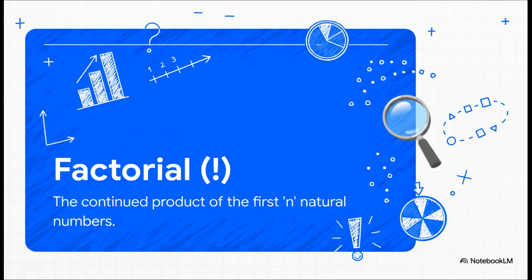And that tool is the factorial. You'll know it by the exclamation point. This little guy is the fundamental building block for almost everything that comes next. The factorial of a number, say 5 factorial, is just 5 times 4 times 3 times 2 times 1.